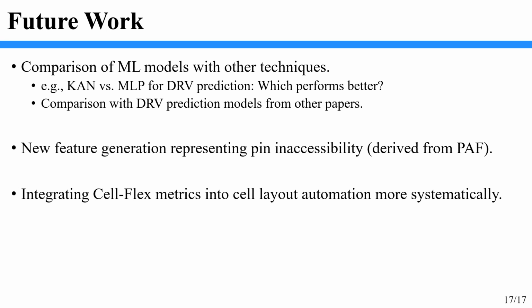This is our future work. First, we want to extend the scope of machine learning models. We only tried KAN in this paper, but we want to navigate more machine learning models to train our features, so we want to compare them. We also want to make one more feature that represents inaccessibility, which can be derived from PAS. I think this feature can be more directly connected to the DRV.